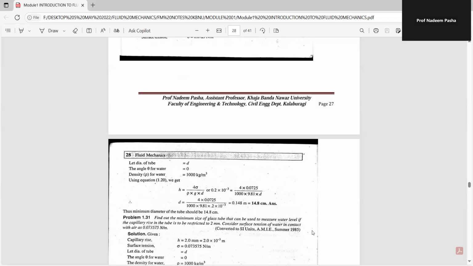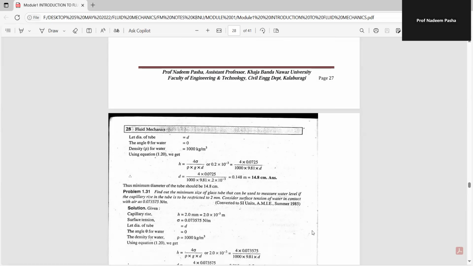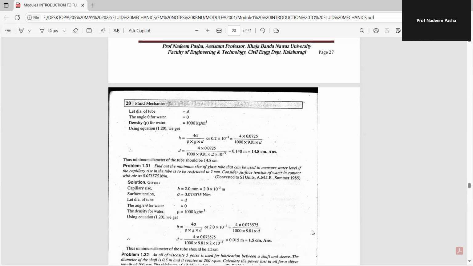Consider surface tension of water in contact with air is 0.073575 Newton per meter. So the surface tension is given to you. Capillarity is also given to you. You need to calculate the diameter. Capillary rise H is equal to 2 into 10 raised to minus 3 meter. Surface tension sigma is equal to 0.073575 Newton per meter. D is the diameter of the tube.